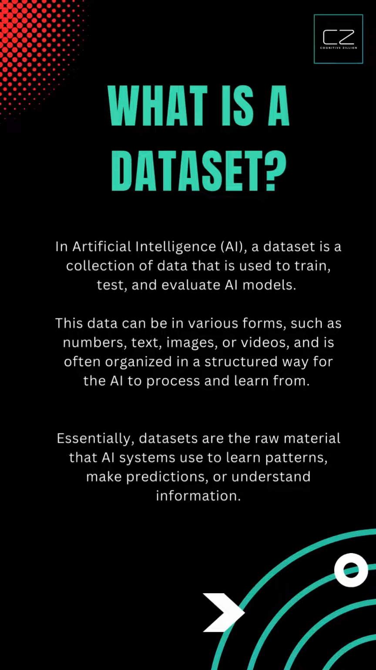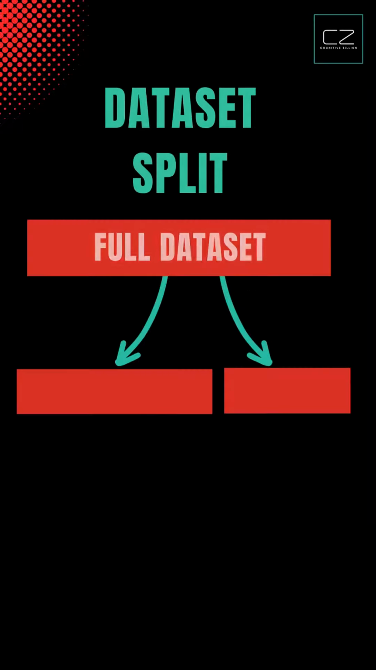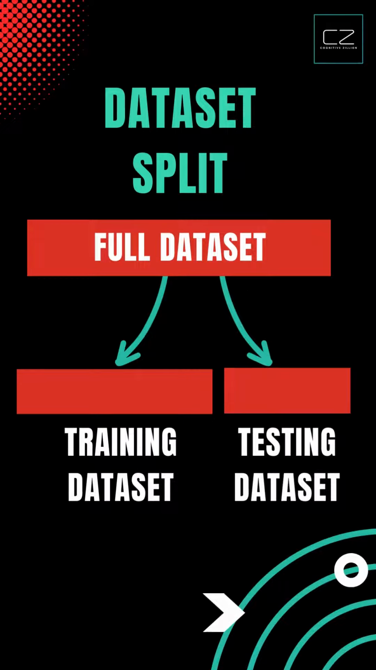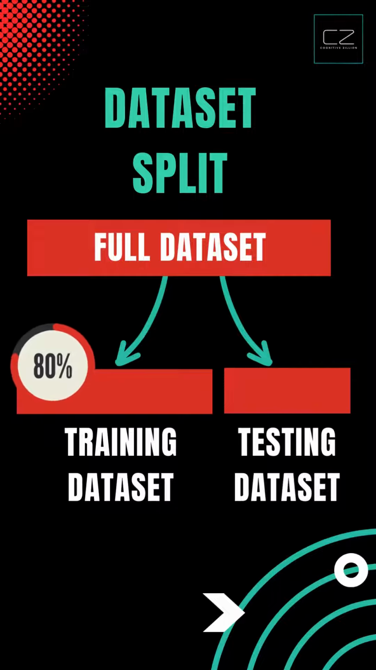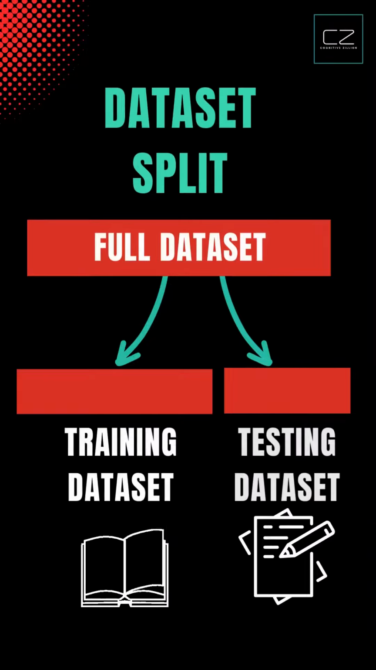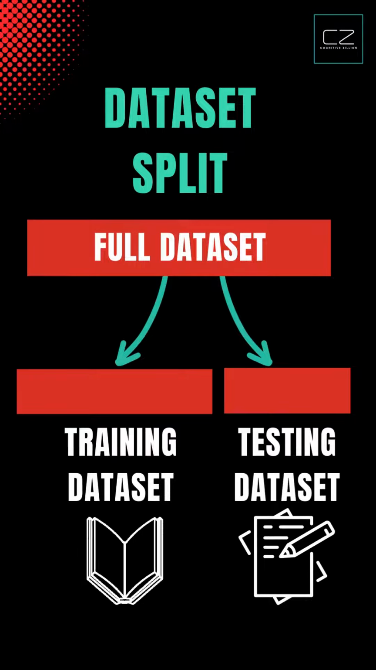For a typical AI model development, the full dataset is split into a training set and a testing set. In most cases, you can see that the split is about 80 to 20. The testing data is hidden from the model during the training phase. Think of the training dataset like a textbook for the AI. It's full of examples and answers that the AI uses to learn. The AI studies this textbook to understand how to make predictions or decisions.